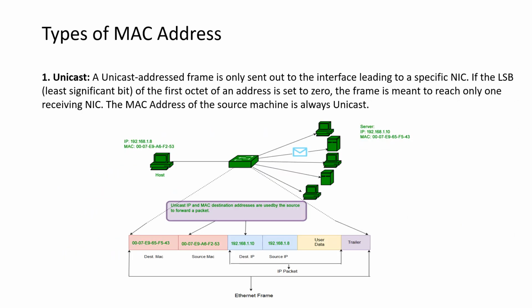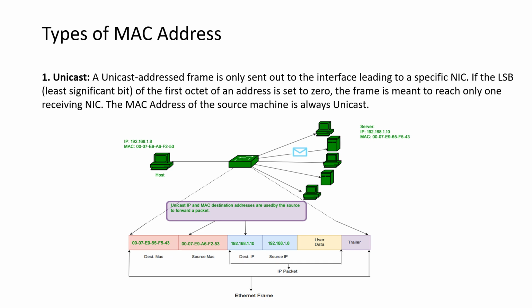Here are the types of MAC addresses. The first one is unicast. A unicast addressed frame is only sent to the interface leading to a specific NIC. In this picture, you can see that a host is sending a message to the server. Such a transmission is called unicast. That is, the source is sending the message to a single or a specific device.